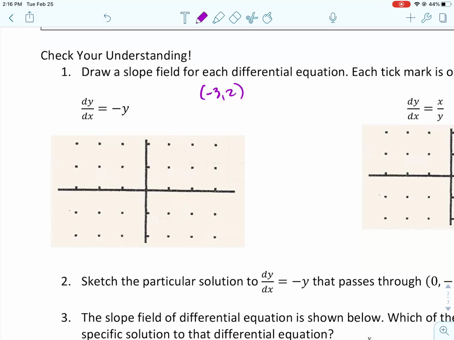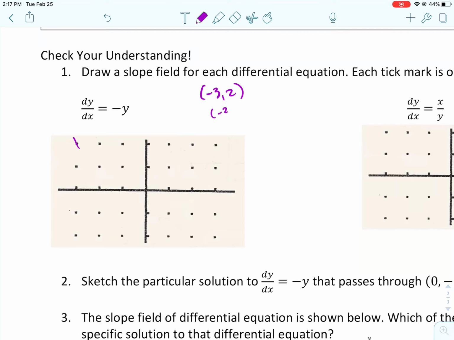Negative 3, 2. So the only one that matters for our differential equation is the y. So what is the slope going to be at that point? Negative 2. So just draw the little mark that looks like about a slope of negative 2.